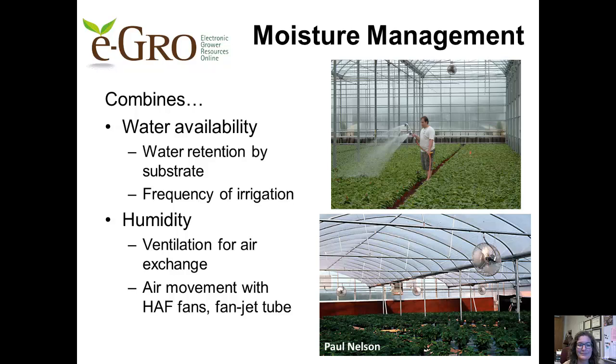Let's turn our attention to disorders related to moisture management and a few ways that it may influence physiological disorders. This includes substrate moisture levels as well as humidity of the production space. So factors such as function of air movement systems like horizontal airflow fans come into play when we talk about moisture management.